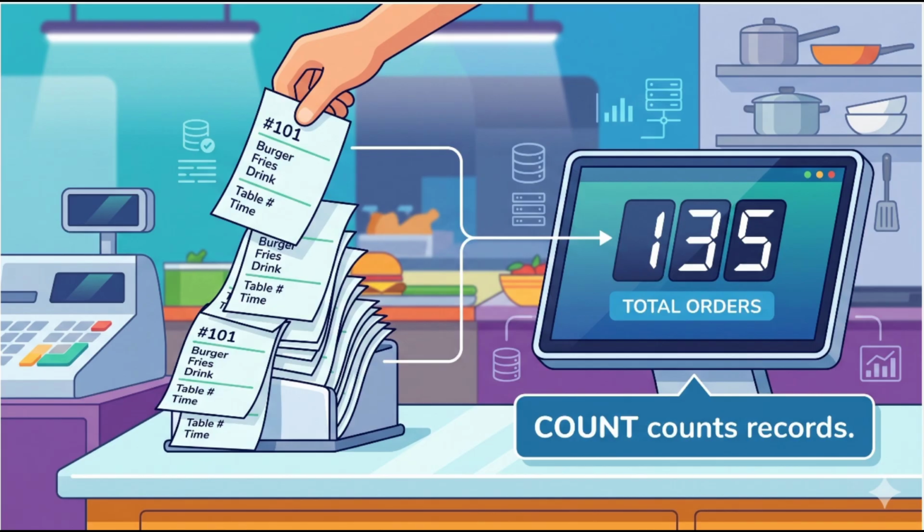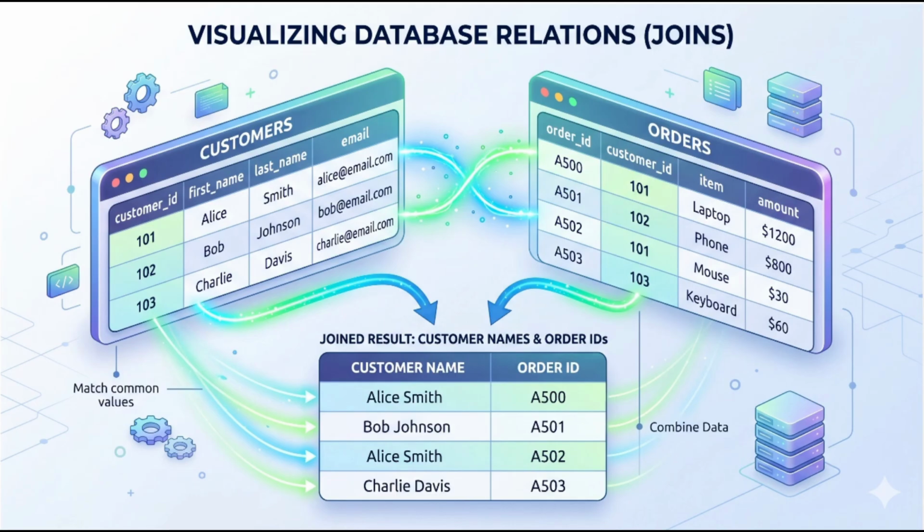It can answer questions like how many customers are registered, how many menu items are available, how many orders were placed, how many bills were generated. We can also use COUNT with WHERE. For example, we can count only the orders placed by one customer. So COUNT is very useful when we want totals from the database.